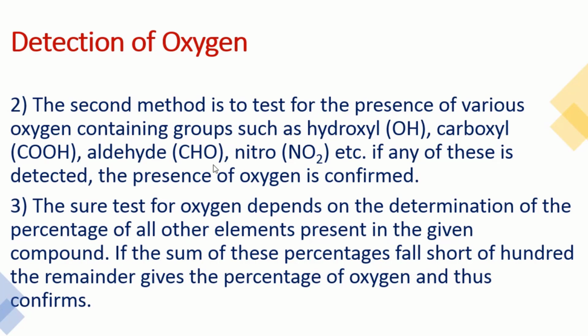Now, the third method, which is the sure test of oxygen, is the determination of the percentage of all other elements. We find the percentage of all other elements, and then subtract from 100 to get the percentage of oxygen. If the sum of these percentages falls short of 100, for example carbon, hydrogen and nitrogen add up to 90%, it means there is 10% oxygen. So we add the percentages of all the elements and subtract from 100, and that value shows the percentage of oxygen in the organic compound.